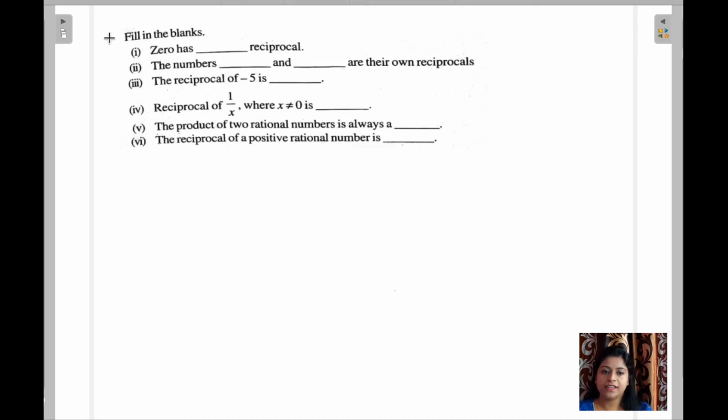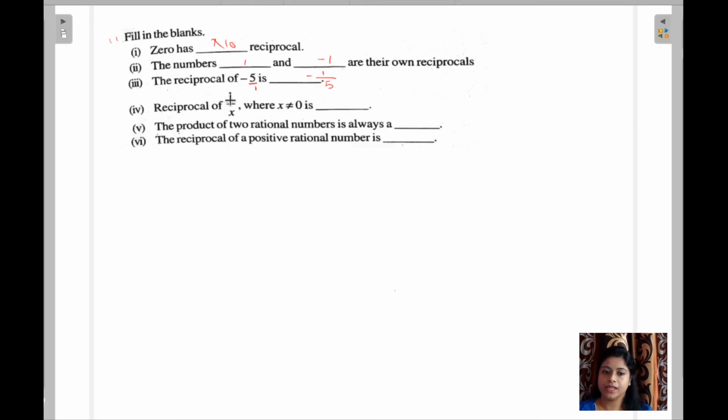Fill in the blanks. Number 11. 0 has, as we have just discussed, no reciprocal. The numbers dash and dash are their own reciprocals. Same, we have just discussed: 1 and minus 1. The reciprocal of minus 5 is what? Minus 5 can be written as minus 5 by 1. So the reciprocal will be minus 1 by 5.